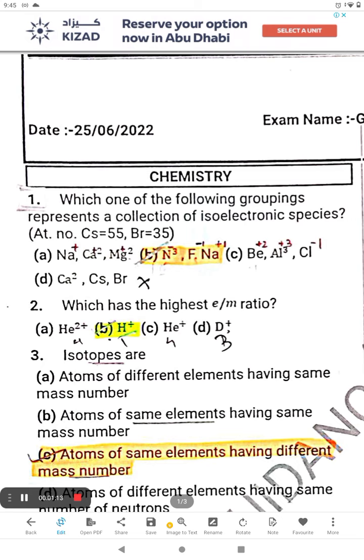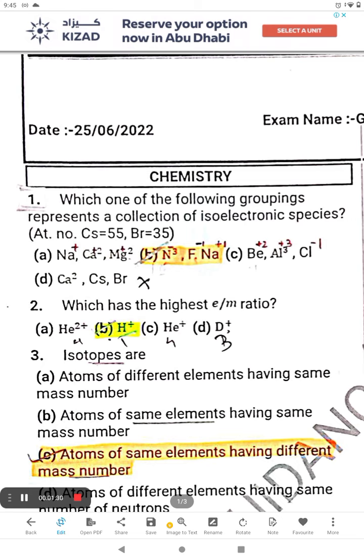So Be+2 means what? 4 plus 4 minus 2, that is 2. Al+3 means what? It will be like, see, Be will have 2 electrons, Al will have 10 electrons, Cl will have 18 electrons. So they are totally different electronic configurations. And the option Ca2+ and Cs and Br are very different. Cs, cesium, is 55th and bromine is 35th. So it's like Zameen Asman ka farak.